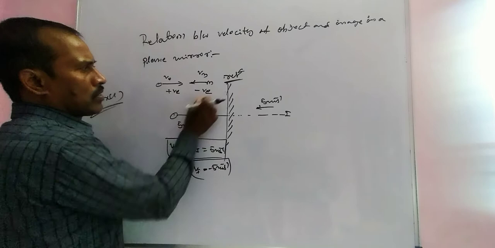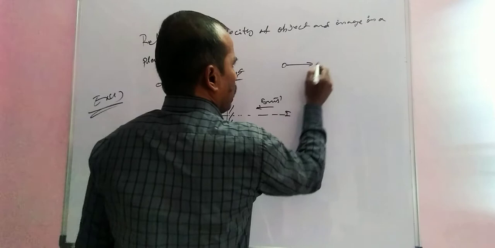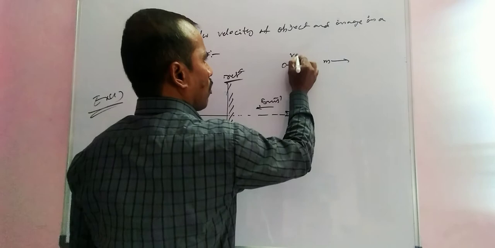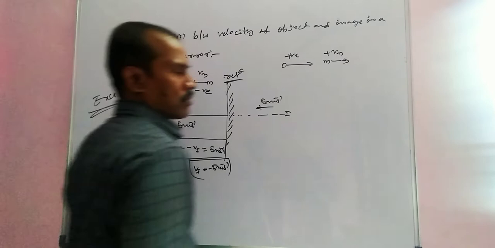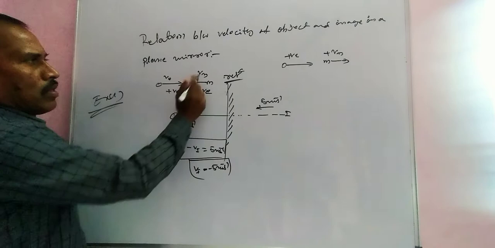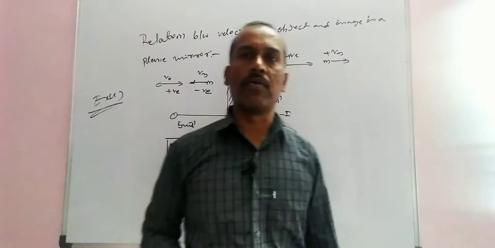Now, object and mirror both are in the same direction. So the velocity of the object is positive and the velocity of the mirror is also positive. Both are in the same direction. అంటే ఇవి రెండు సేమ్ డైరెక్షన్ ఉంటే ఇవి రెండు ఏం తీసుకున్నా పాజిటివ్ తీసుకోవాలి. ఇక్కడ అపోజిట్ తీసుకున్నట్టయితే మనకు వెలాసిటీ ఆఫ్ ద మిర్రర్ అని నెగిటివ్ వాల్యూస్ తీసుకోవాలి, నెగిటివ్ సింబల్స్ తీసుకోవాలి.